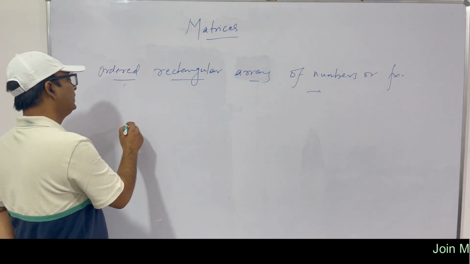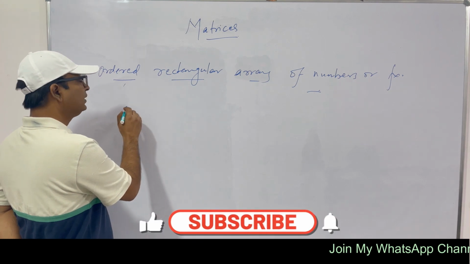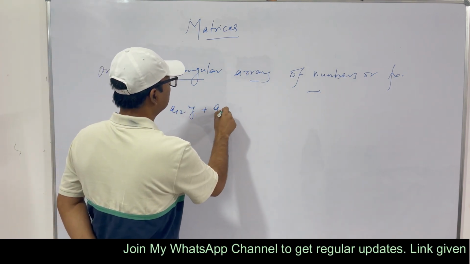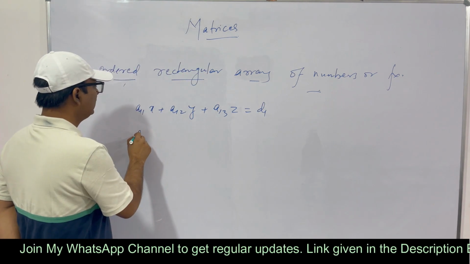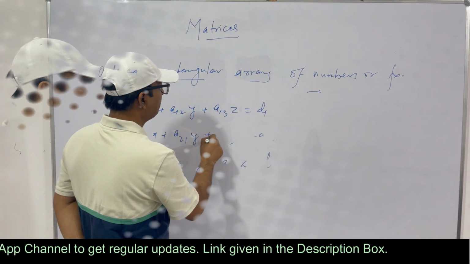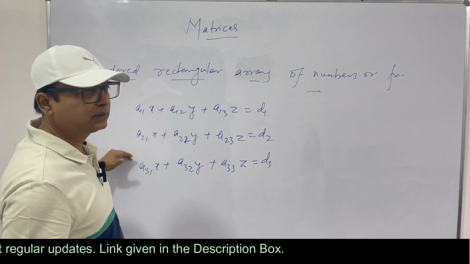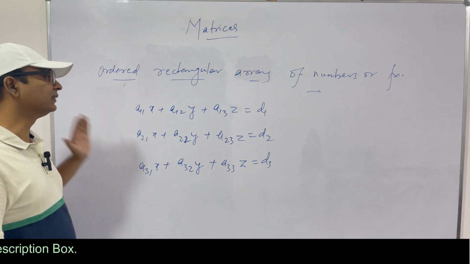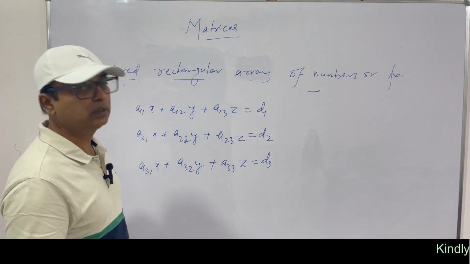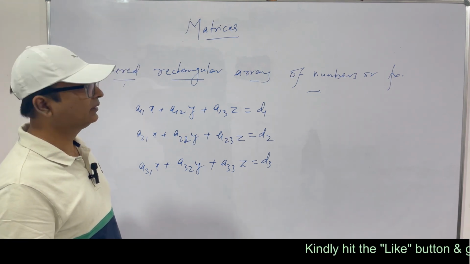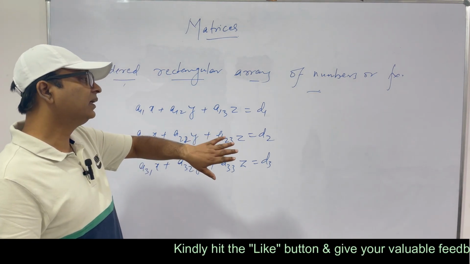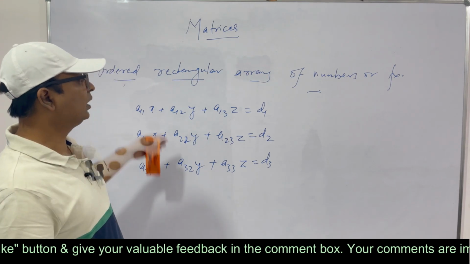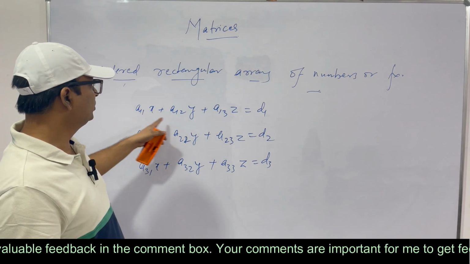Let's say I'm writing simultaneous equations with three variables. Let's say a11x plus a12y plus a13z is equal to d1, then a21x. So we have three equations, we have three variables x, y and z, and we represent these simultaneous equations like this. We can represent it in a more ordered way by use of a matrix, and by the mathematics of matrices we can solve this equation also in a very neat and clean way. So how do we represent this as a matrix? You just note this down.